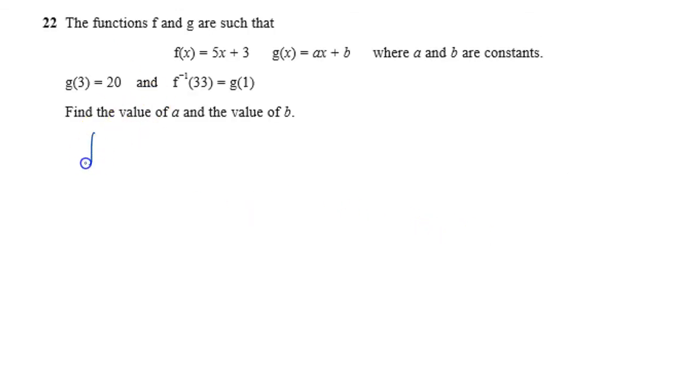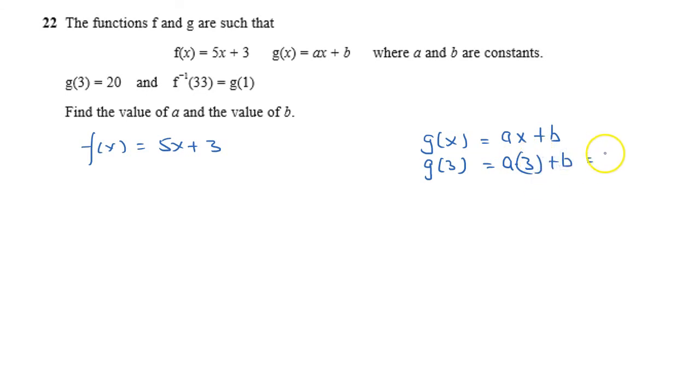Second, fx is 5x plus 3 and gx is ax plus b. G3 is 20. G3 means a multiplied by 3 plus b is equal to 20. It means 3a plus b. That is the first equation.